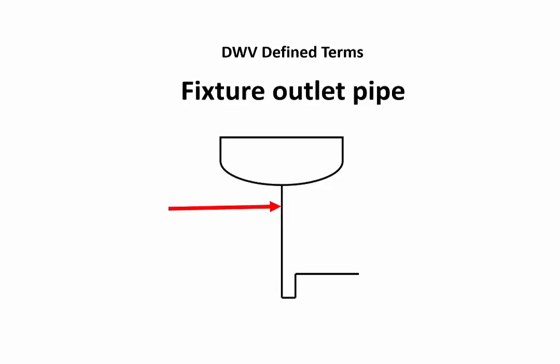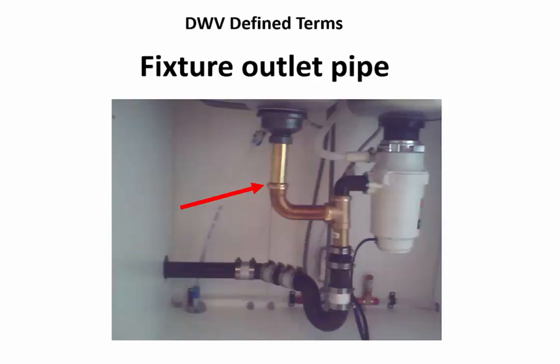A fixture's outlet and outlet piping must conform to the minimum sizes that are mentioned in Table 2493. An outlet pipe connects the outlet of the fixture to the trap that serves that fixture. This sink waste tailpiece is an example of a fixture's outlet pipe.